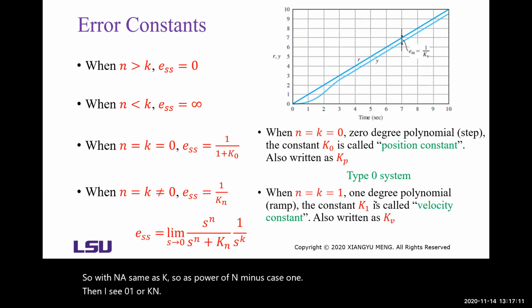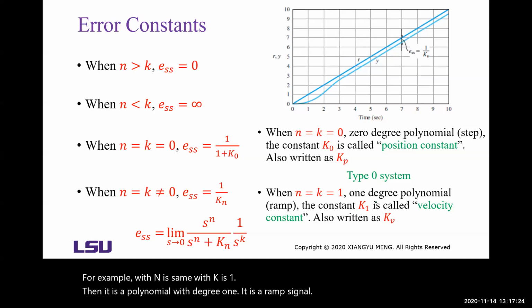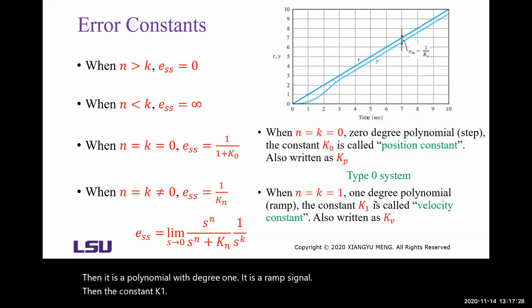For example, when n is same with k is 1, then it is a polynomial with degree 1. It is a ramp signal. Then the constant K_1 is called the velocity constant. It can also be written as K_v.